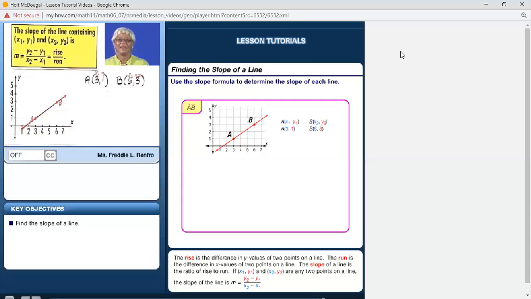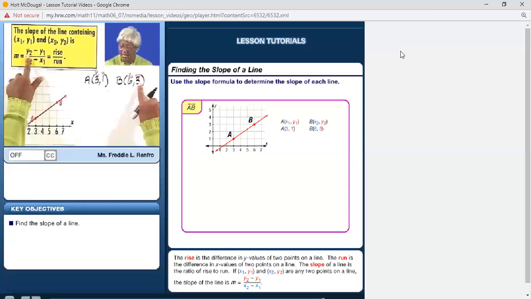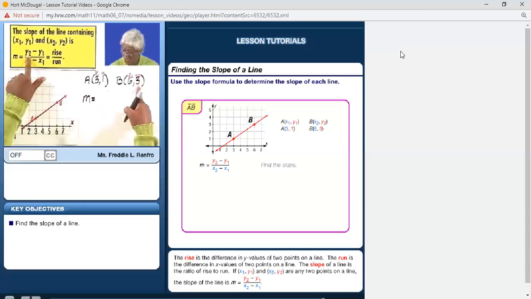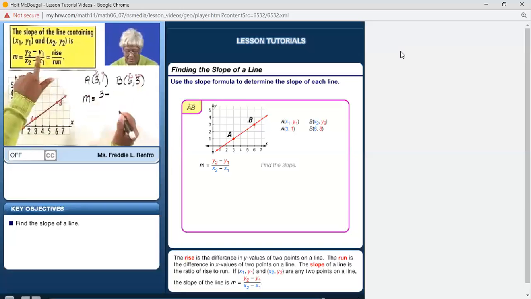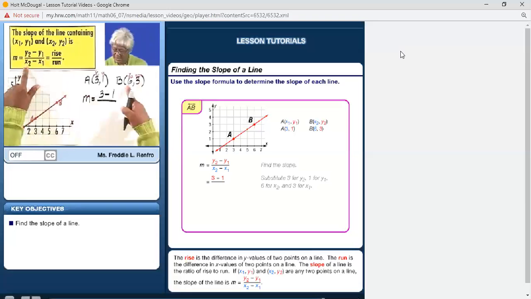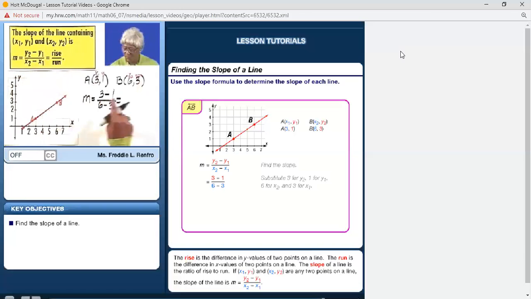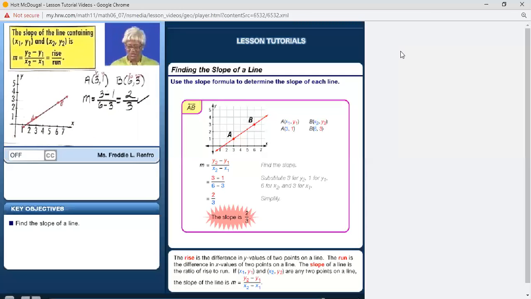Now let's substitute. According to the formula, y2, in this case, is 3. m, which is slope, equals 3 minus, what's y1? 1, over x2, which is 6, minus x1, which is 3. Let's simplify. 3 minus 1 is 2. 6 minus 3 is 3. So we have 2/3 as our slope. And notice it is positive and it's slanting to the right. Let's try another one.